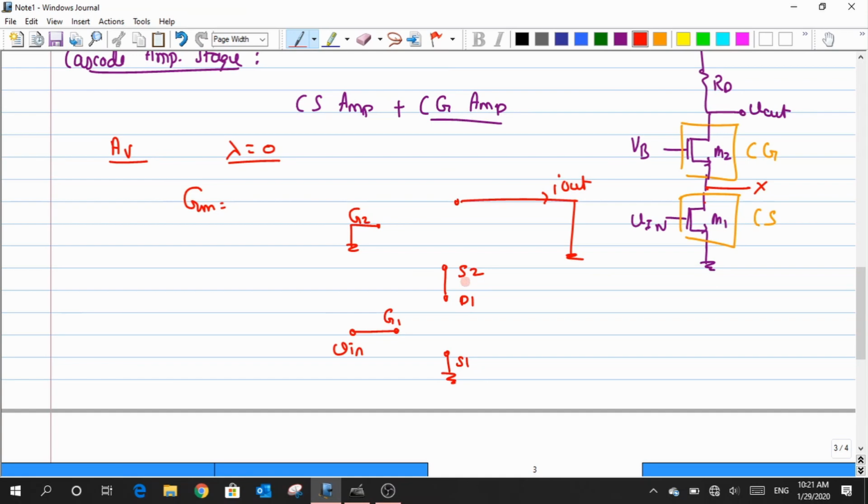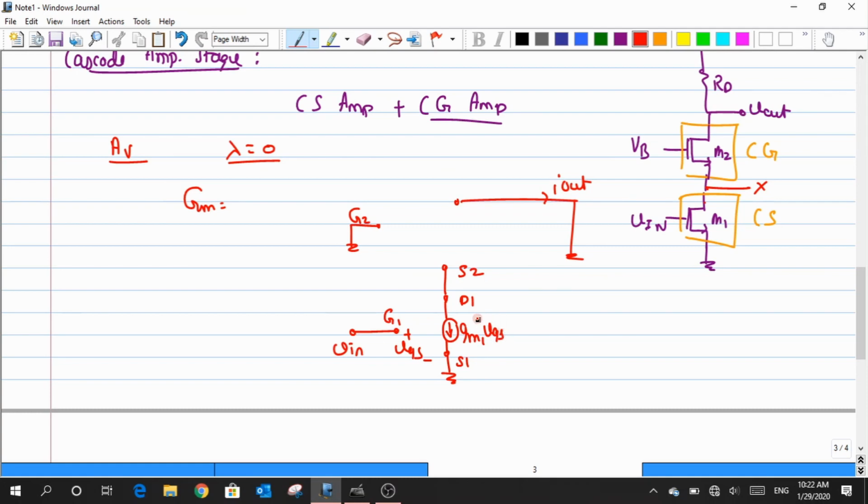Now let us try to put in all those variables that we know. Whenever there is a value of VGS with the polarity of plus and minus across the gate and the source, then we know that there is a current that flows between the drain and the source, which is GM1 times VGS.